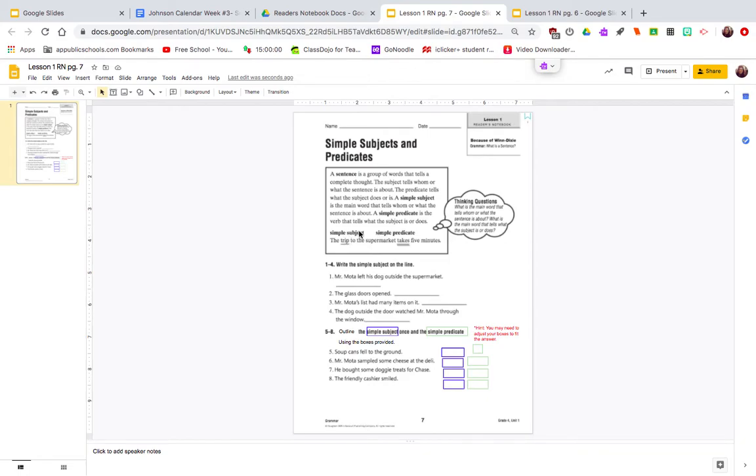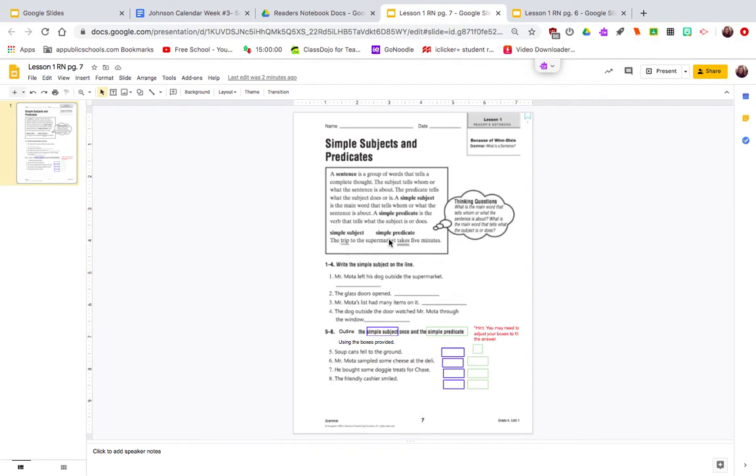They already have labeled the subject and the predicate, but we're going to look at it a little bit deeper. So it says the trip to the supermarket takes 5 minutes. So if we look here, we're looking for the simple subject. What is the sentence about? The trip to the supermarket takes 5 minutes. What is the sentence about? I'm hoping you guessed the trip. The trip is what the sentence is about.